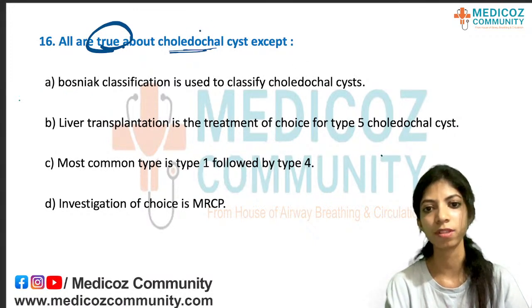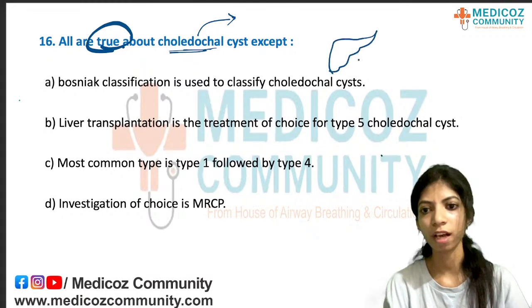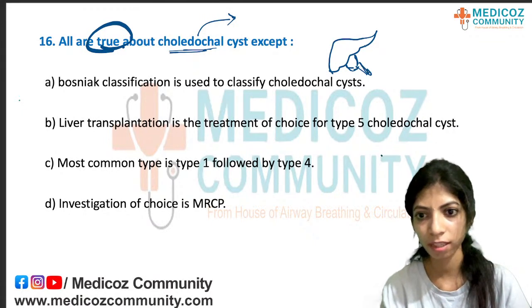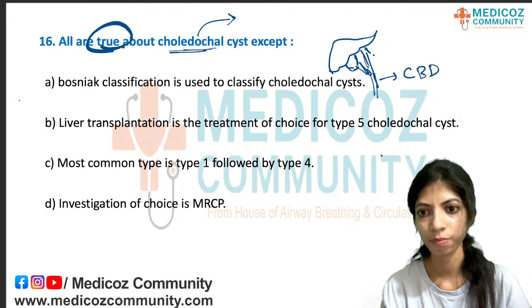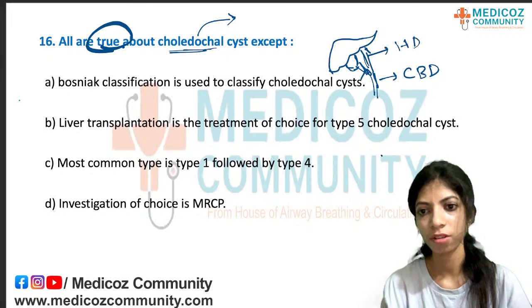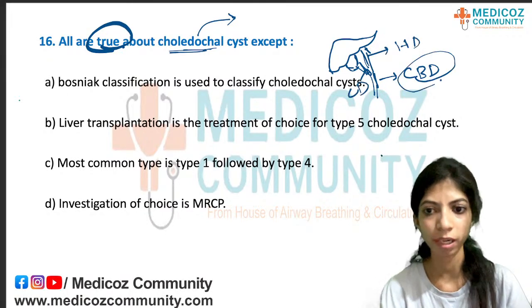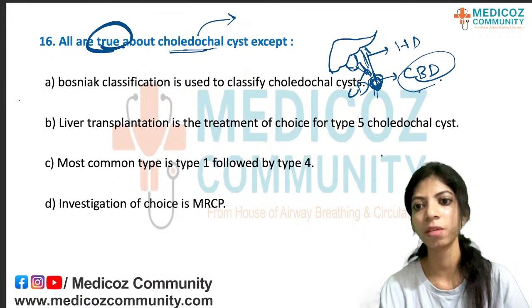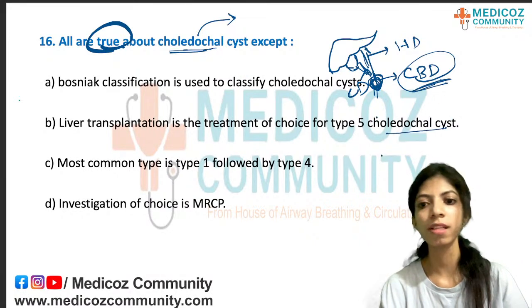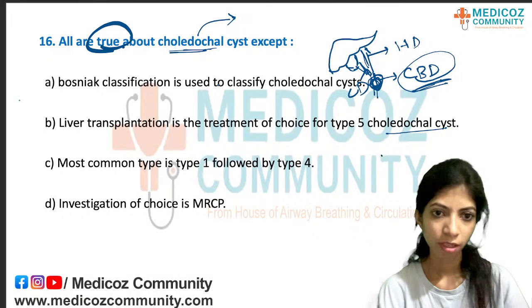What is a choledochal cyst first of all? Choledochal cyst is nothing but you have your liver like this, from which your gallbladder is attached. And from the gallbladder you have your cystic duct. From the liver you have your common hepatic duct, which together form your CBD, your common bile duct. You have your hepatic duct and your cystic duct together forming your common bile duct. So if there is any cystic lesion or cyst formation in the CBD, then it is called a choledochal cyst. So let us see what are the options.